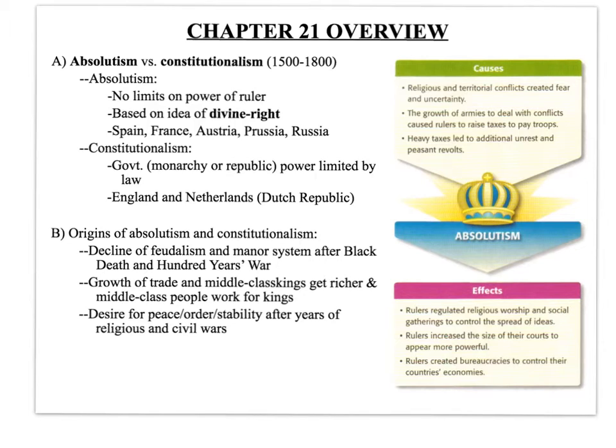Now, absolutism was definitely the more common method of government we see in a lot more countries, and it grew out of all the changes that were happening with the Renaissance and the Reformation. And the basic idea behind absolutism is that there are no limits on the power of the ruler. The ruler has absolute power, so there's really nothing legally that he can't do.